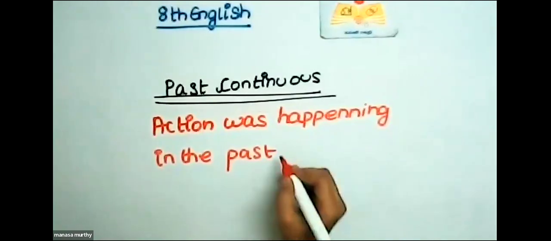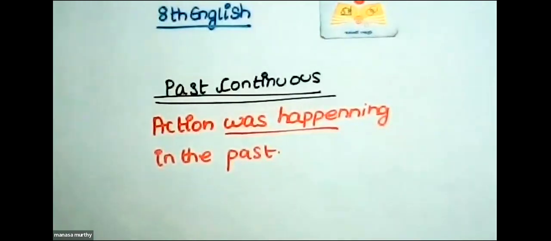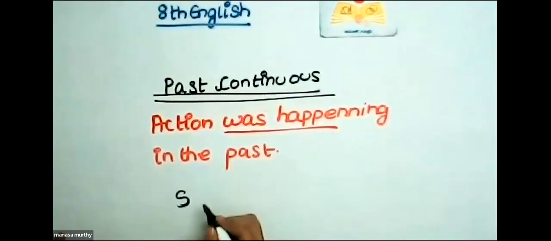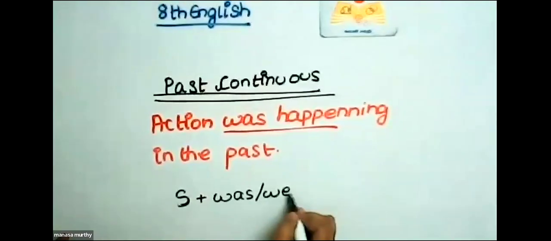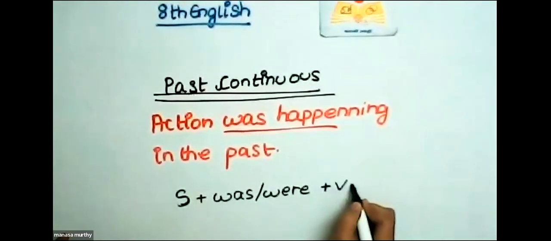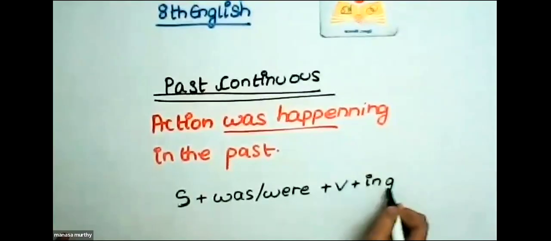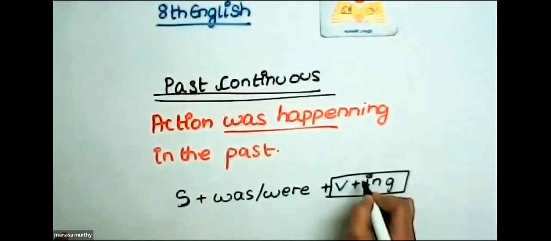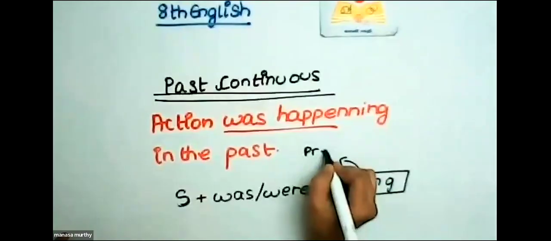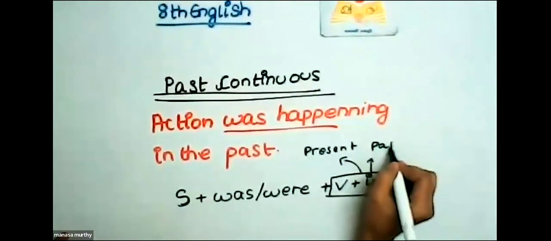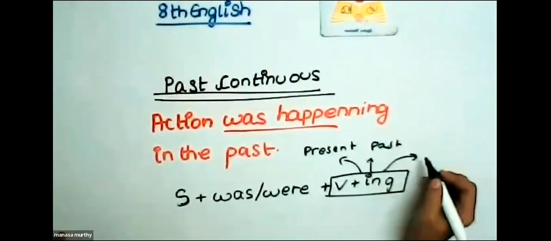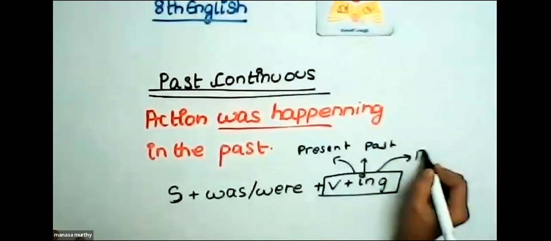Action was happening in the past. Action was continuously happening in the past. How do we get to know that? We get to know with the structure of the sentence if it is written like this: was or were together with the subject, then verb plus ing. This verb plus ing is common for present continuous, past or future continuous. For anything and everything, this verb plus ing is the same.